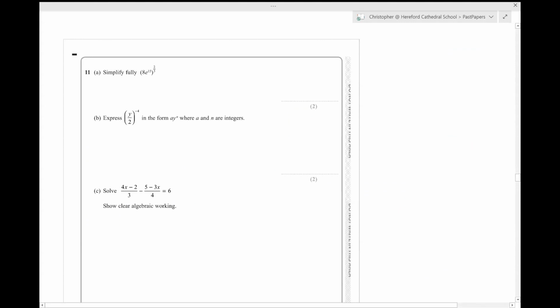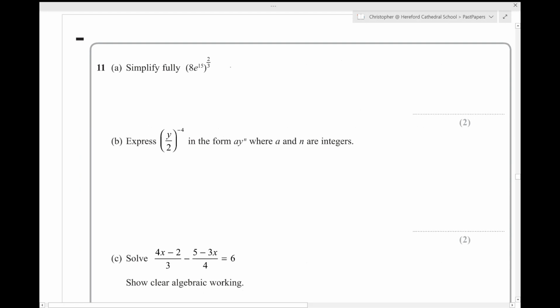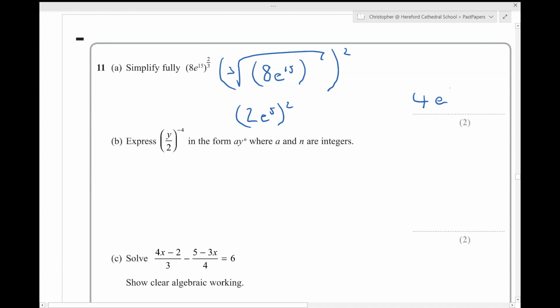Question 11. Okay, we're entering into the second half of the paper now. We've had 47 marks already. Right, so we've got something to the power of 2/3. So what that's going to mean is that I have my something, and I'm going to find its cube root, and then I'm going to square that. Now the cube root of 8 is 2, and the cube root of e to the power of 15 is e to the power of 5, and I need to square that. So that's going to give me 2e to the 5 times 2e to the 5 is 4e to the power of 10.